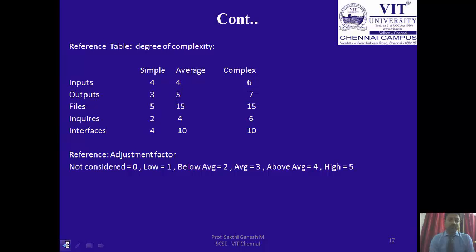Again, the reference table for adjustment factors: when a factor is not considered, we put 0. When it is low, we take 1. When it is below average, 2. When it is average, 3. When it is above average, 4. And when it is high, 5.